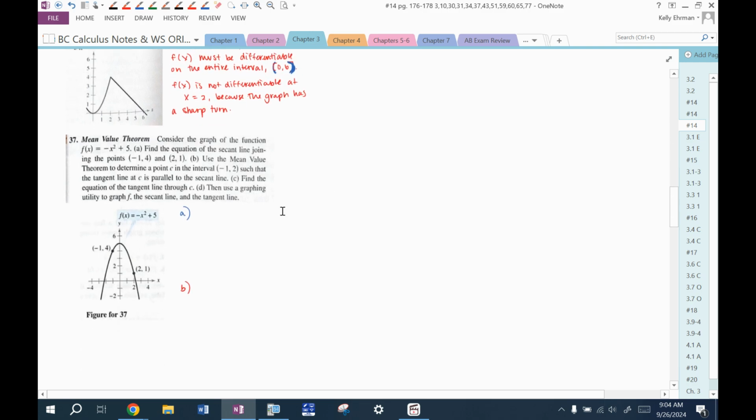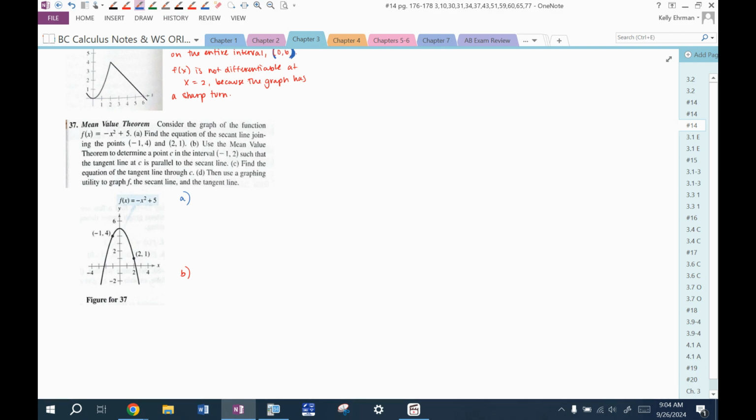All right, number 37. Consider the graph of the function f of x equals negative x squared plus 5. Part A is find an equation of the secant line joining these 2 points. So for the secant line, we have 2 points we can use. So pick your favorite. You can either use -1, 4, or 2, 1 when you write your point slope formula.